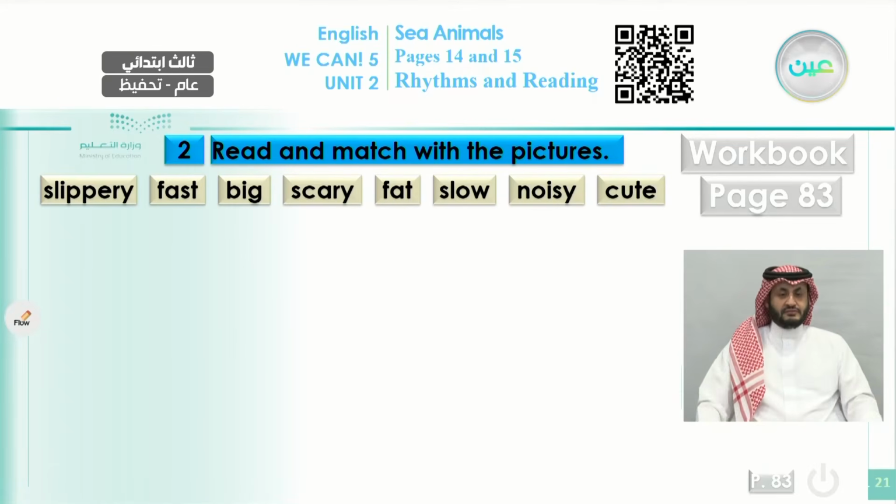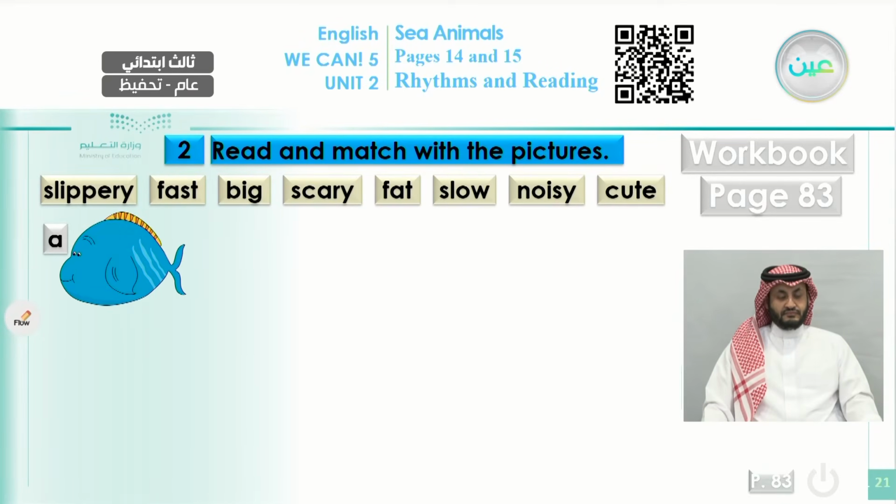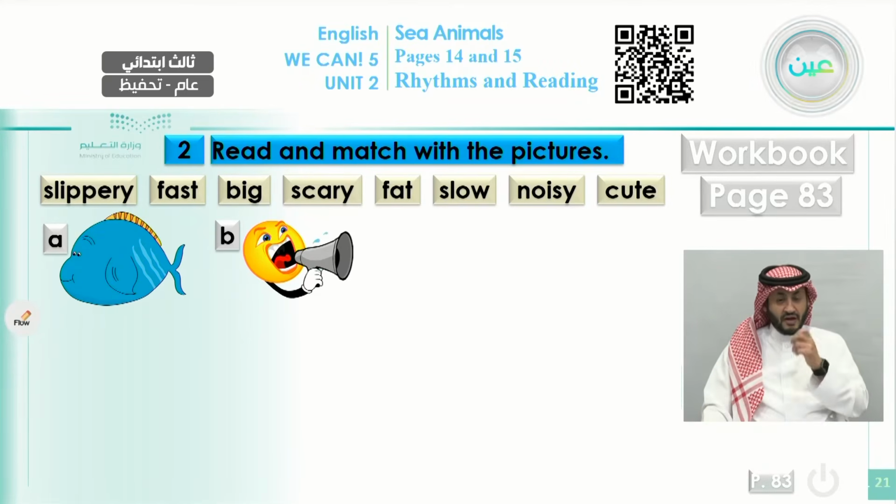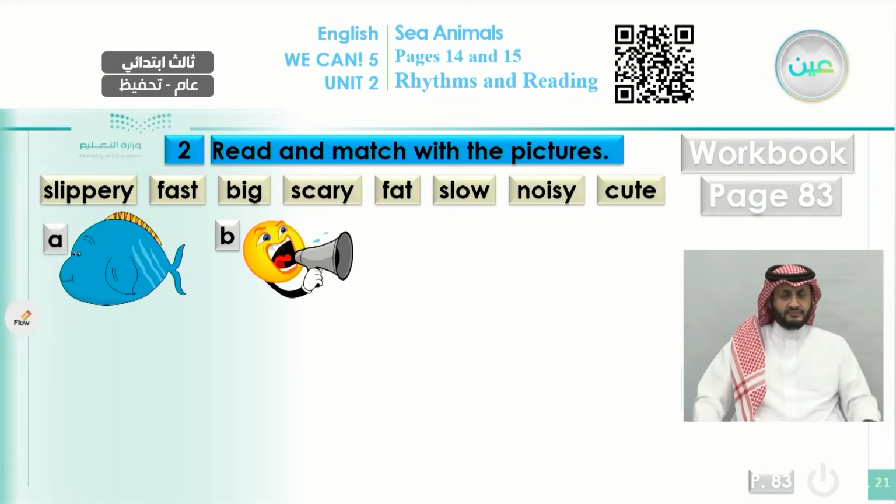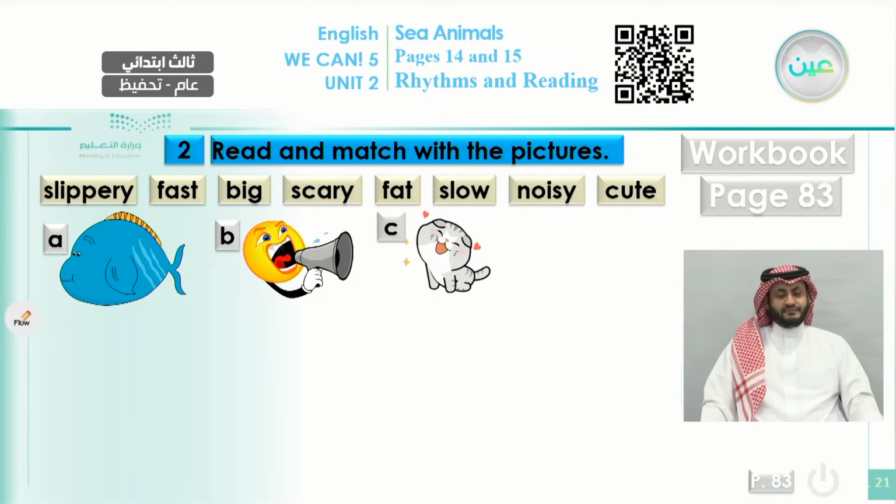Let's read all together and find out about the pictures and the words and how we can match them. Okay, this is the first one here. This is the first animal, and this is the second. This indicates one of these adjectives. You can tell, is it slippery, fast, big, scary, fat, slow, noisy, and cute. Okay. This is also a cat, as you can see.